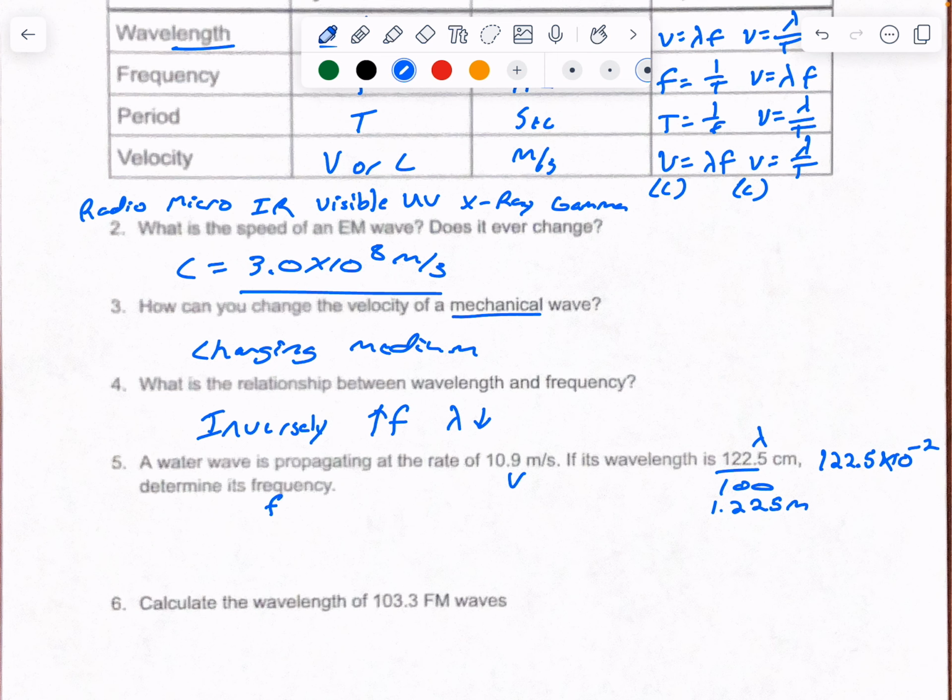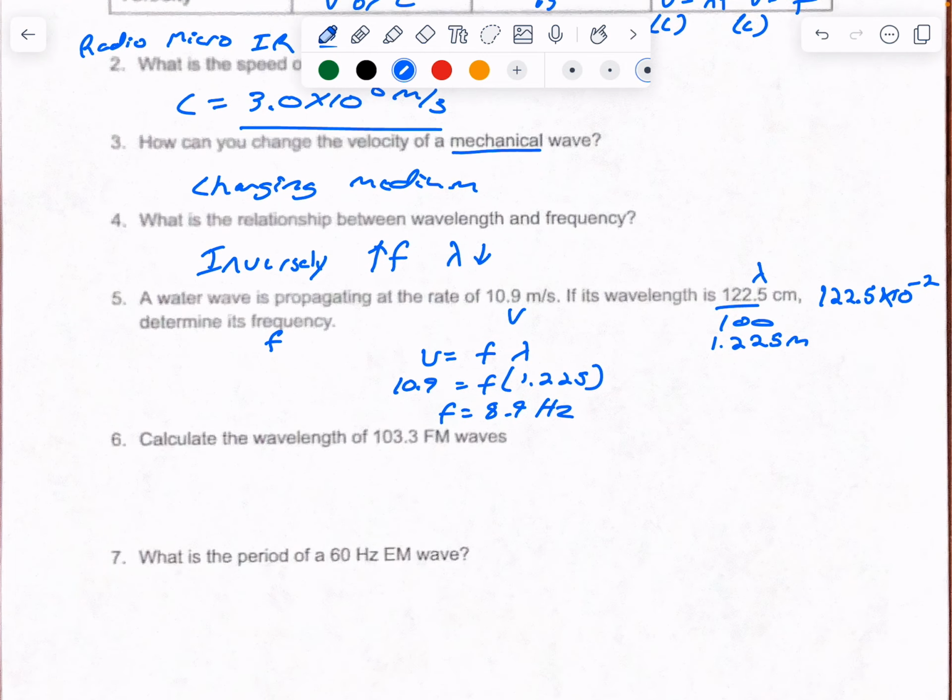And you're looking for frequency. So which equation has all that? We have V equals frequency times wavelength. So V is 10.9, frequency we don't know, and wavelength is 1.225. Divide both sides by 1.225, and we get a frequency of 8.9 hertz.